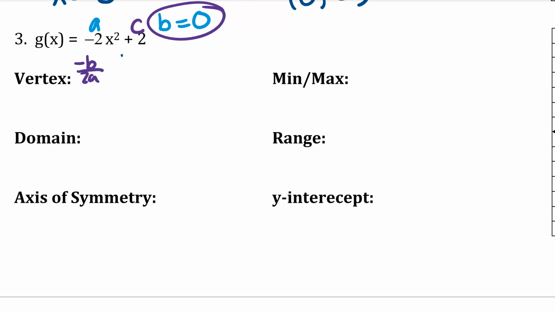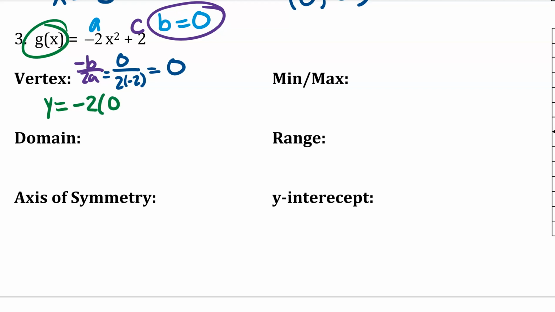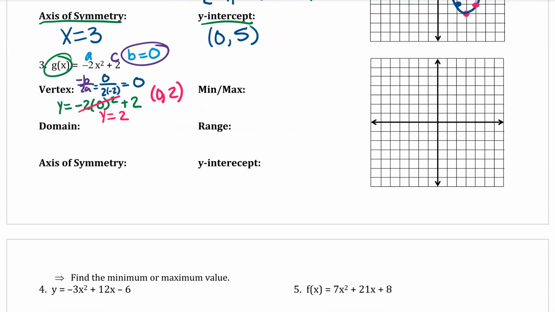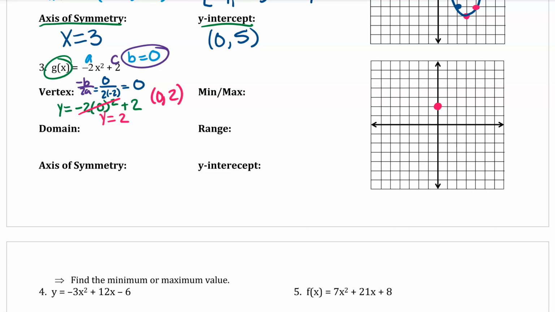That also means I'm going to have 0 on top over 2 times -2, and we know that's just going to be 0 for the x part of your vertex. For the y part, we still plug in, even though this says g of x, you're just going to use y equals -2 times 0 squared plus 2. And we know this guy's going to go away because anything times 0 is 0. So the y part of my vertex is 2. So 0, 2 is going to be my vertex, which is also my y-intercept.